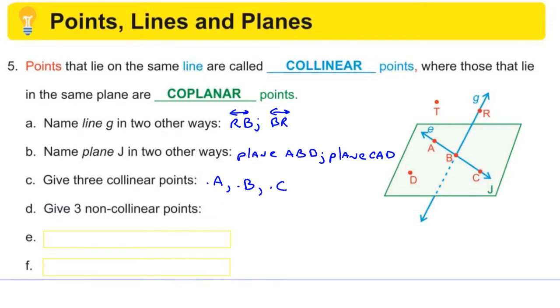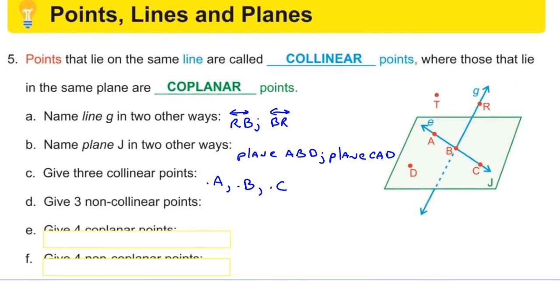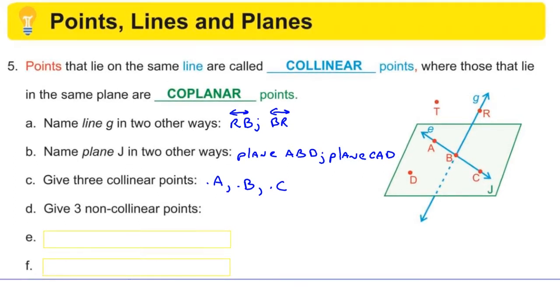How about 3 non-collinear points? You got a lot to choose from. I'm just going to show you a couple. Whoops, I hate when I do that. Didn't grab my pen. So how about point R, right here? And then let's go with point B right here, right?